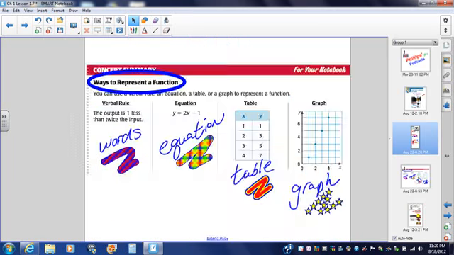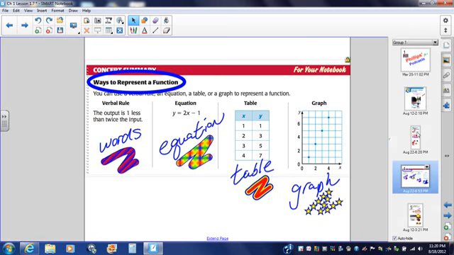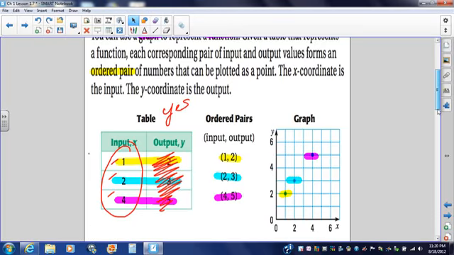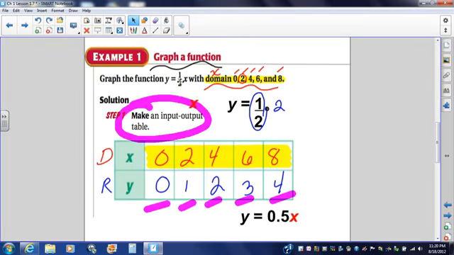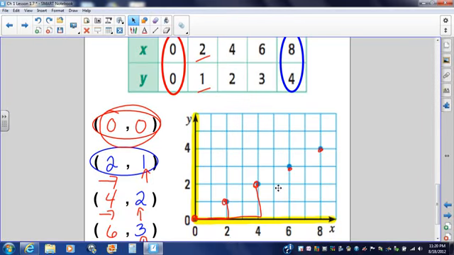Alrighty. Keep in mind, there are several ways to represent a function. We can represent it in words. We can use an equation to represent a function. We can represent it as a table, or we can represent it as a graph. So if you look back here, I represented it as an equation. Here I represent the function as an input-output table. Here I represent the function as a graph.